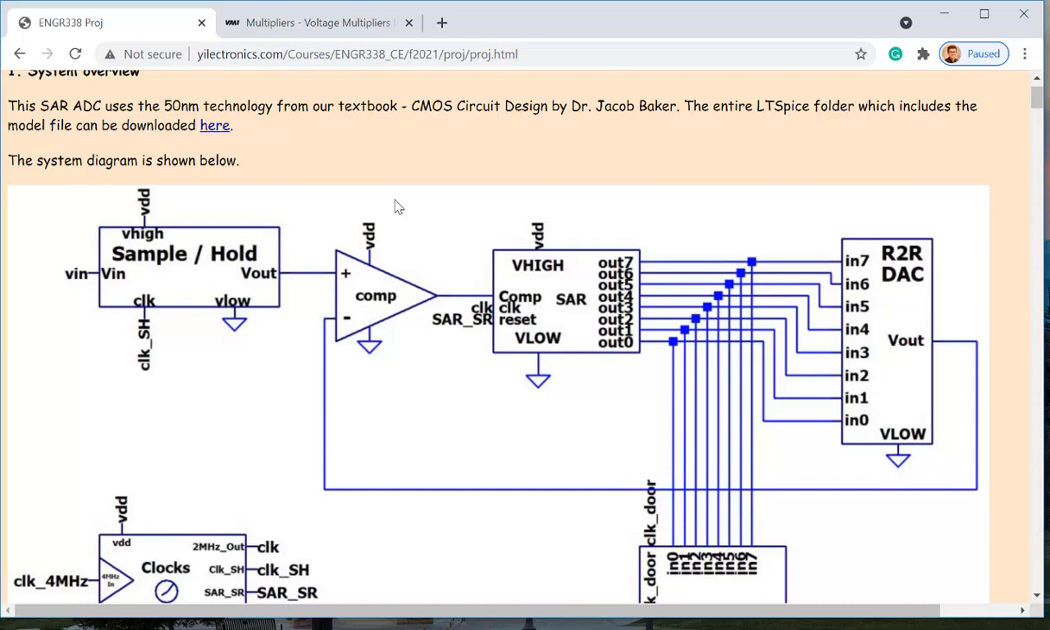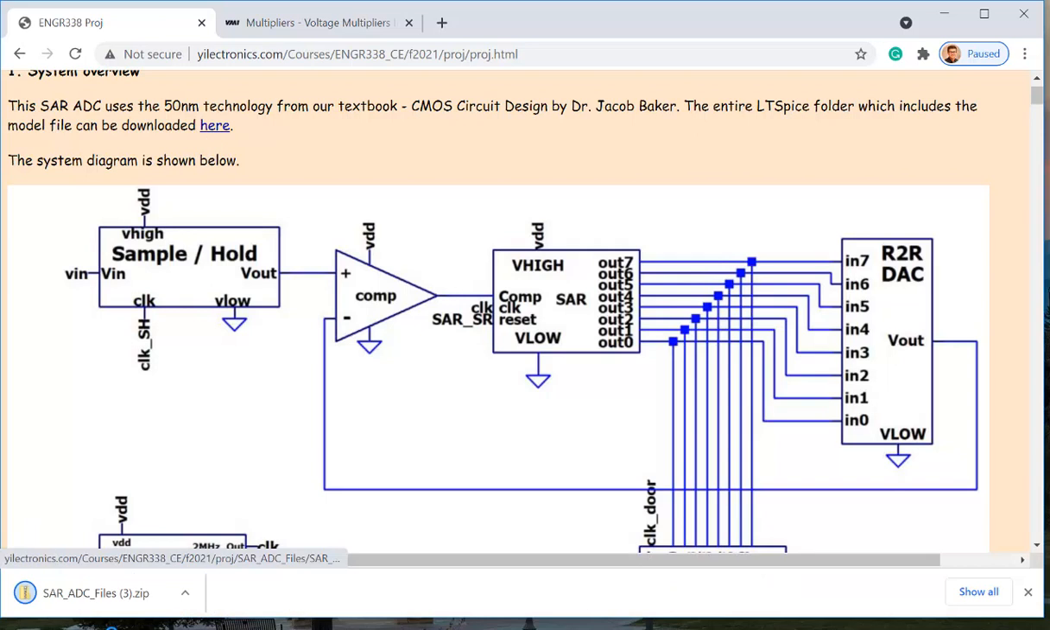Okay, everything is done. I already submitted all the LT Spice files. They can be downloaded here. If you click it, you can download that zip file. It has all the subcells, everything, but in LT Spice.